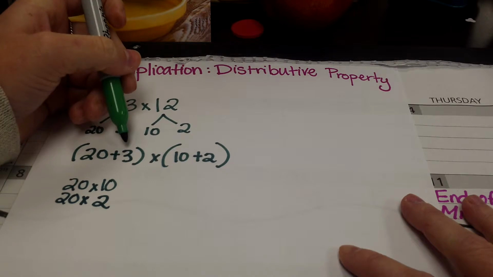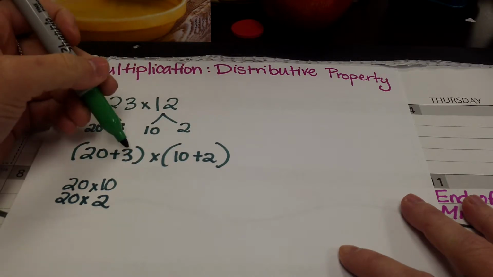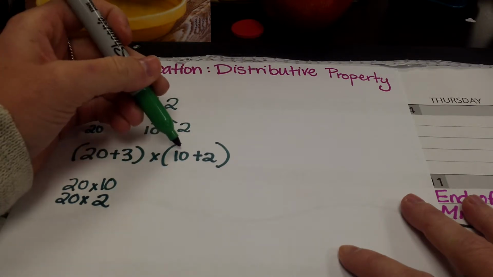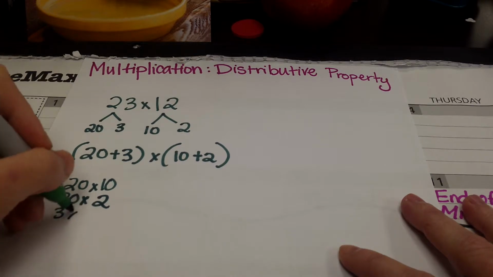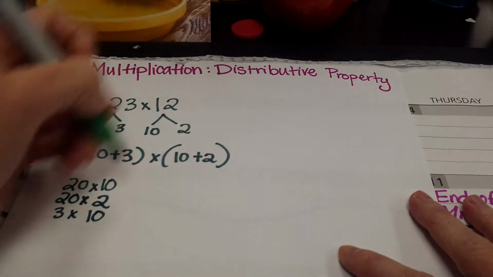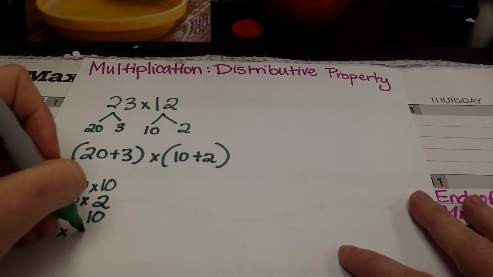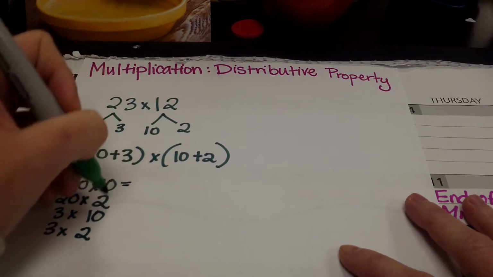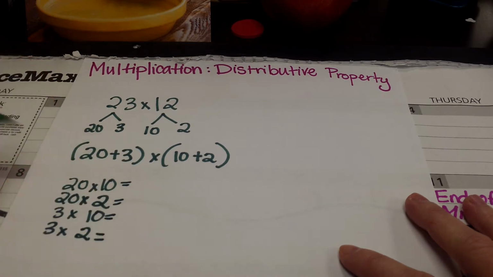Now I'm going to move to my 3 that's in this 23. 3 times 10. And then last, 3 times 2. And now I need to go back in and do all these multiplication problems.